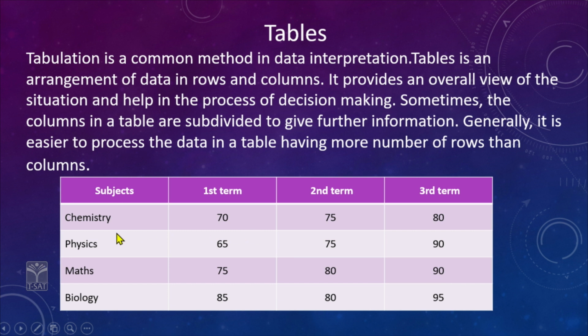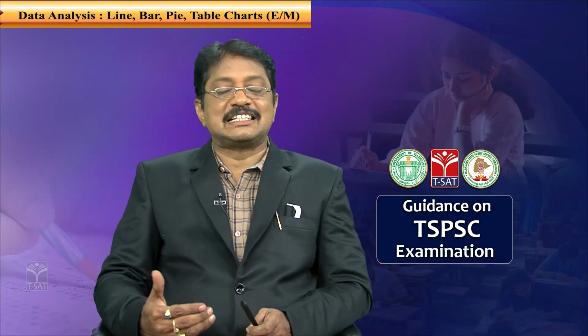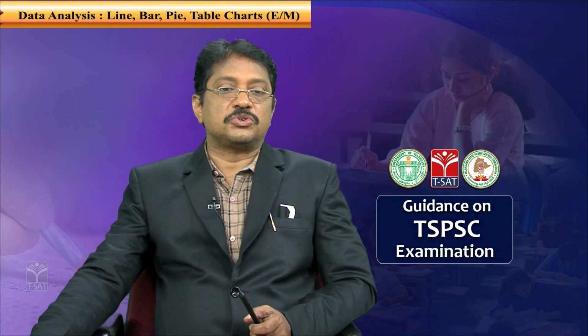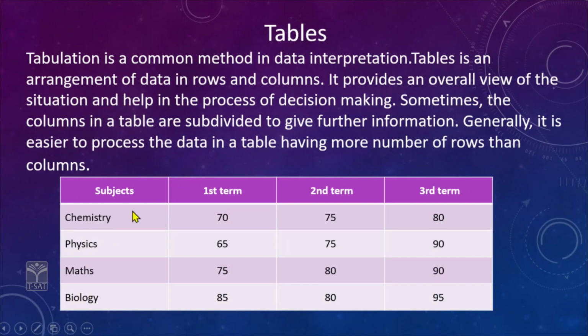So, here there is an improvement in the subject chemistry from first term to third term. A consistent improvement is there. When you come to physics also, 65, 75 and 90. So, here there is an increase of 5, here an increase of 5, so consistent increasing. Here increase 10, here increase 15, correct. Then 75, 80, 90, 85, 80. So, there is a decrease here, but there is an increase. So, the question comes: in which subject did the consistent increase occur? Chemistry. So, a table gives most of the information.